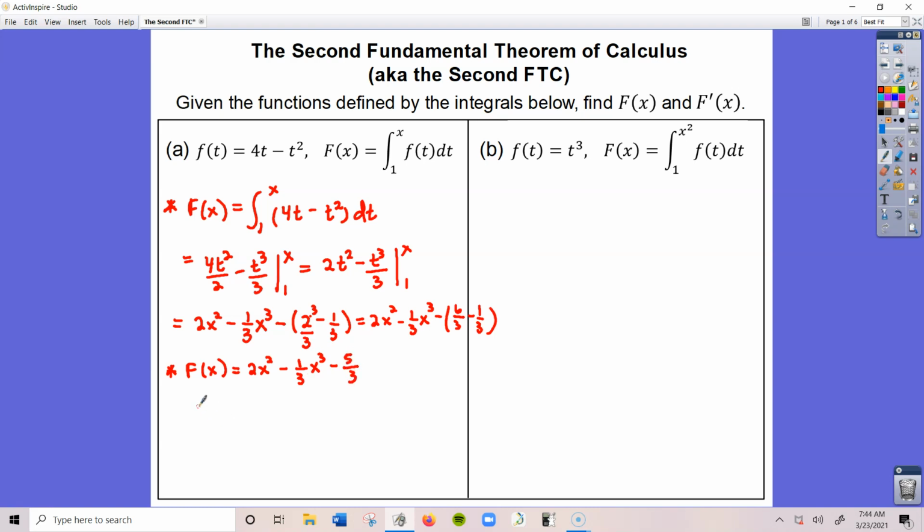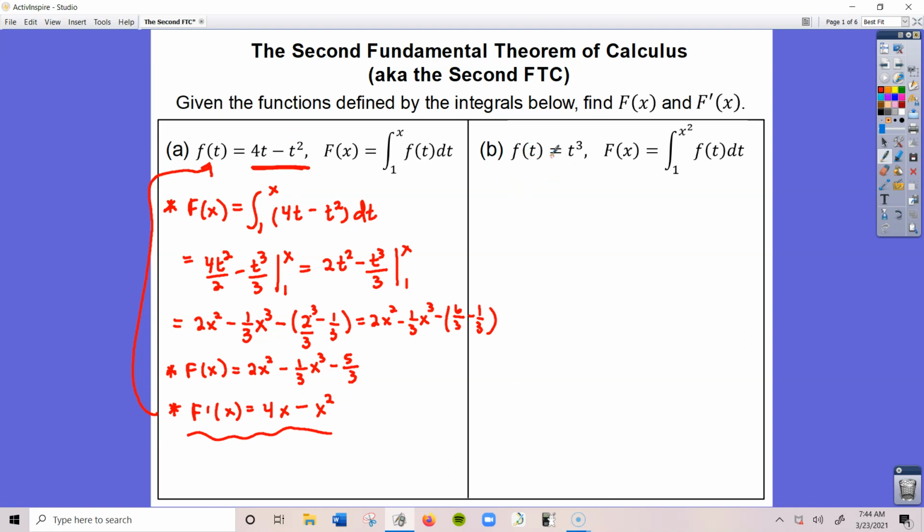So now we're going to find the derivative. So F'(x) is equal to 4x minus, when you multiply the 3 with the 1/3, that cancels, so x², and the derivative of a constant is just 0. And if we compare this to the original question, we see that it's pretty much the same, except instead of t here, we see x. Let's try with this example.